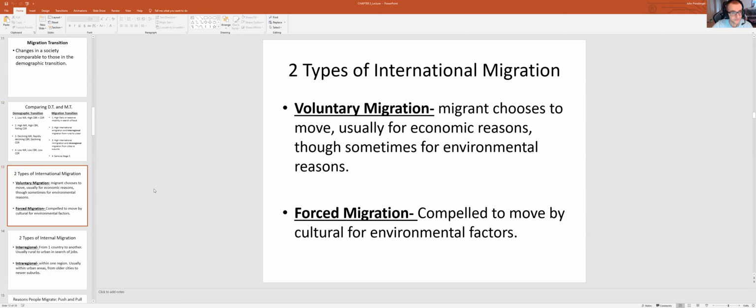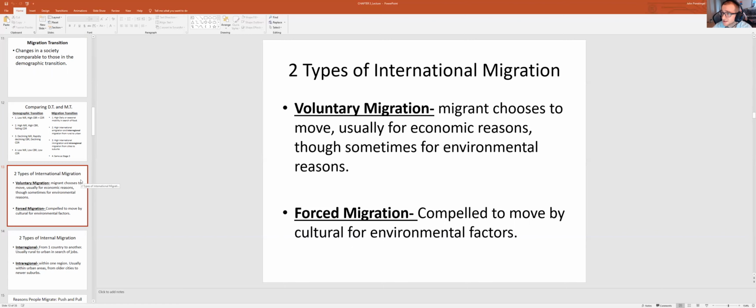Okay. There are 2 types of international migration. International migration is obviously moving from one country to another, but there's voluntary, which is exactly as it sounds: people are choosing to move, they're making a choice. And then there's forced migration, which is different, where people are compelled to move by cultural forces or political forces or environmental factors. And there's a typo in that.